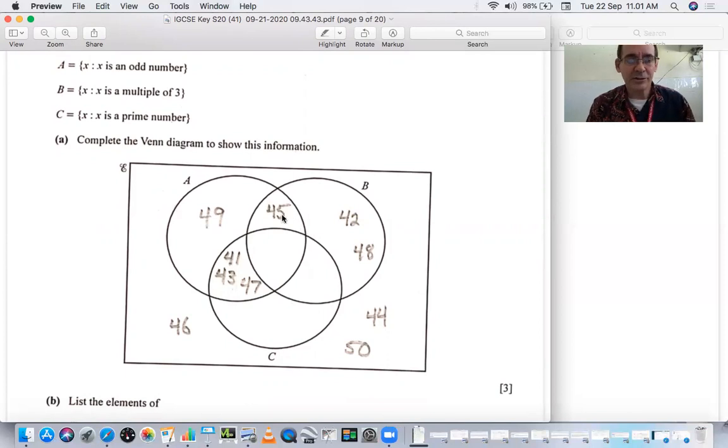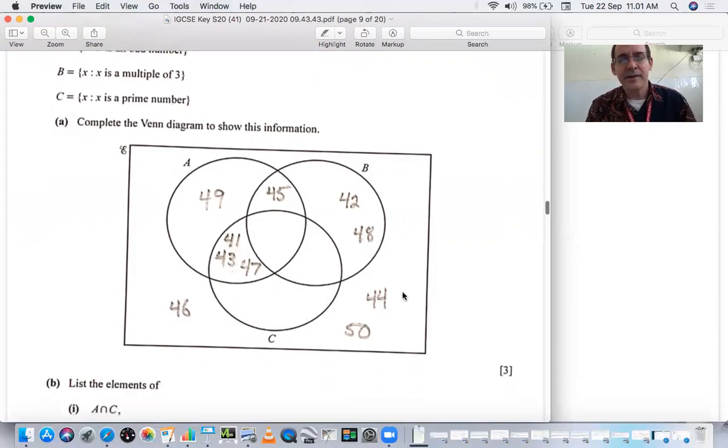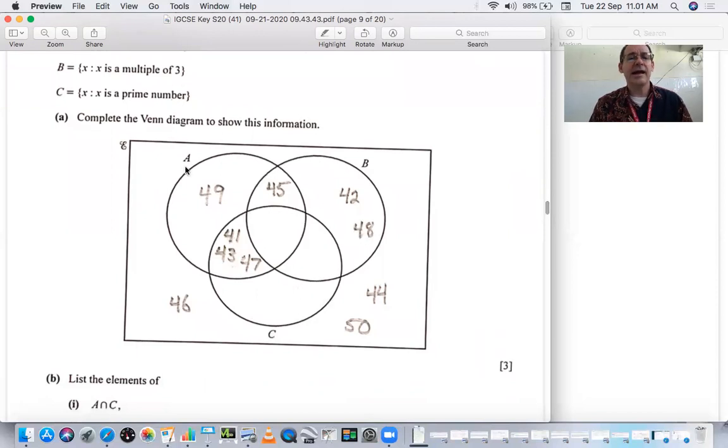So, again, you go through each number. Here's 45. 45 is odd, and it is a multiple of 3, but not prime. And 46 is out here. 47 is, again, both odd and prime. 48 is a multiple of 3, but obviously, since it's even, it's not odd or prime. And 49 is over here. It's odd. It is not prime, and it is not a multiple of 3.